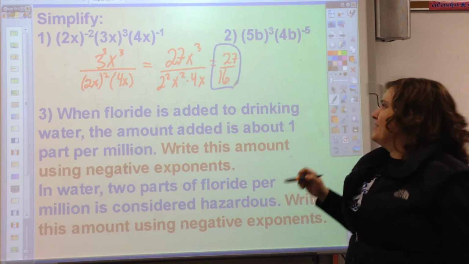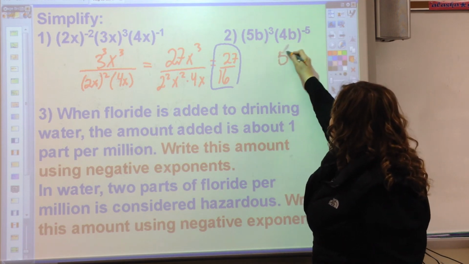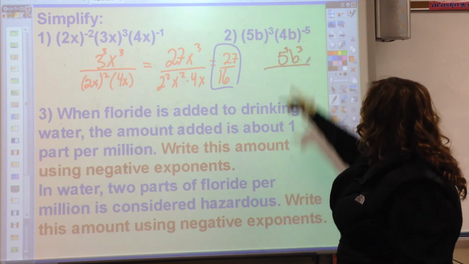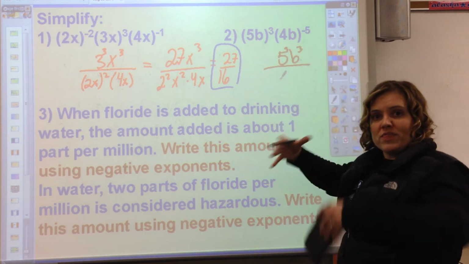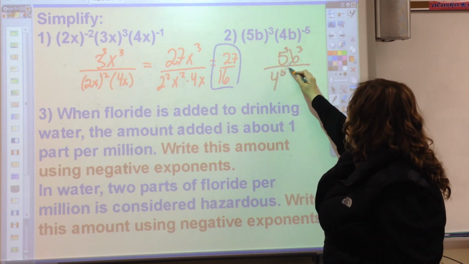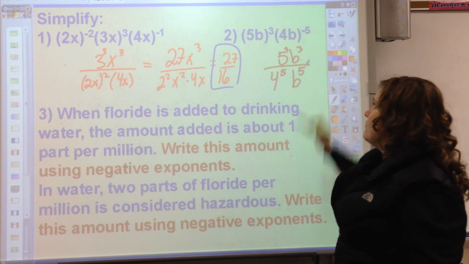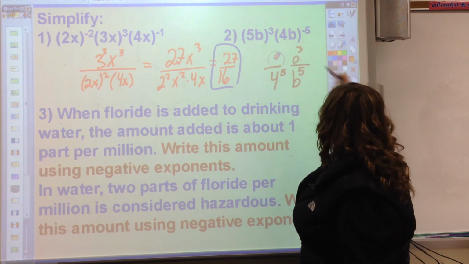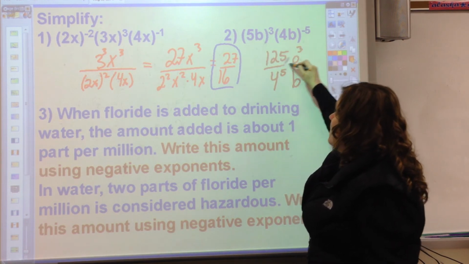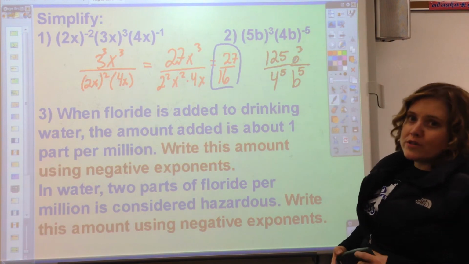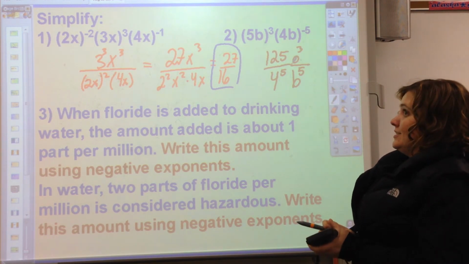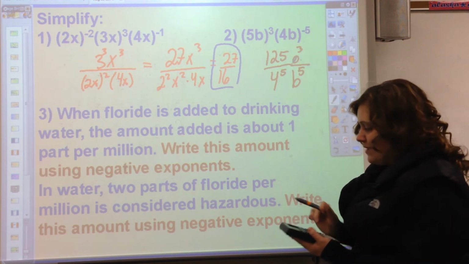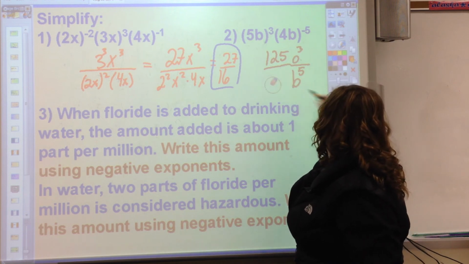And I've run into my space over here. Here my 5b cubed is going to stay in my numerator. Let's go ahead and cube both those terms. 4b to the 5th will now go in the denominator. And let's go ahead and raise both of those factors to the power of 5. And in your numerator, what is 5 to the 3rd? Hopefully you agree with me that it's 125. And in your denominator, what is 4 to the power of 5? Let's see, 4 to the power of 3 is 64 times 16 more gives me 1,024 in my denominator.